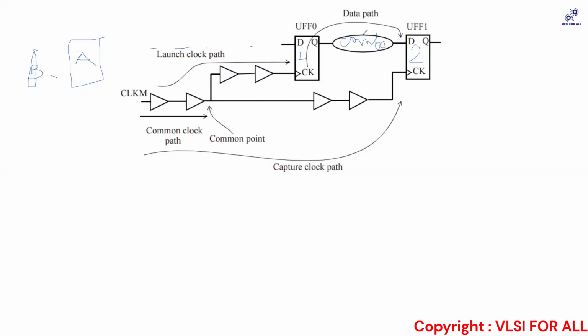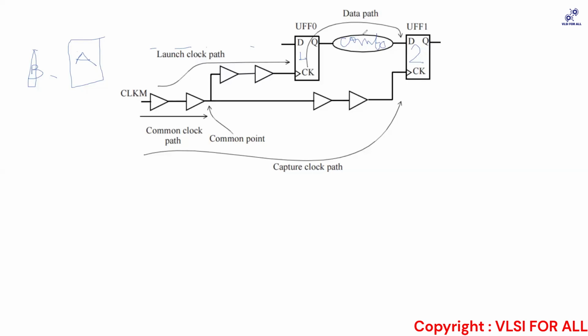Whenever you're trying to explain, give it in this. Even if you're appearing for the interview, you have to be very crystal clear, stating what is launch flop, what is capture flop, from where, which point it is going to which point. Now, when I'm stating it in a bigger bucket, you bifurcated one path as data path, one path as your clock path.